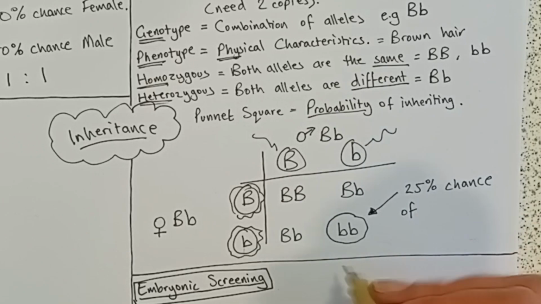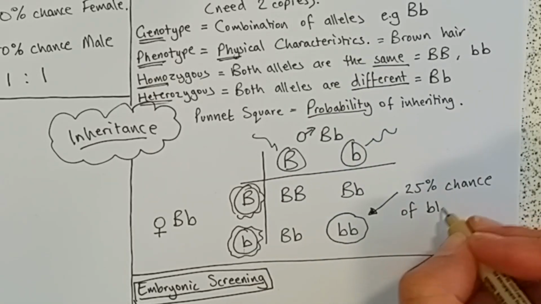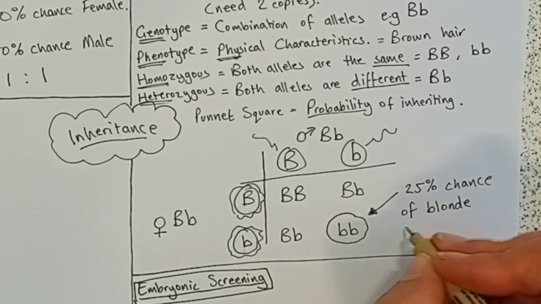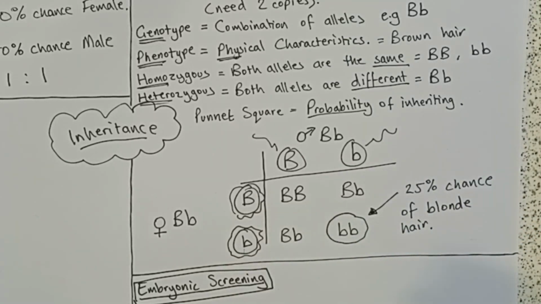And I need to say what the phenotype is, and this child will have blonde hair. Another way I could do it is by putting it in a ratio whereby there's the probability of 3 having brown hair and 1 having blonde hair. So it could be a 3-to-1 ratio of brown to blonde.